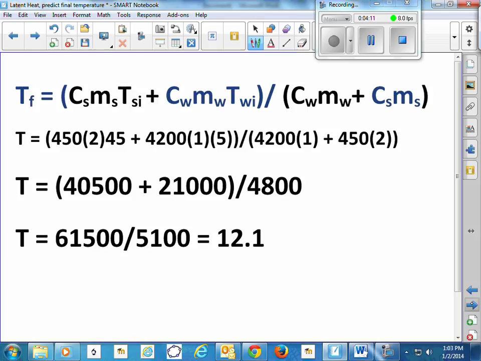So replacing those variables with values, heat capacity of steel is about 450 according to some texts. Heat capacity of water is about 4,200. 2 kilograms of steel, 1 kilogram of water. Initial temperature of 45 for the steel, initial temperature of 5 for the water. Anyways, plugging in those numbers predicts the final temperature of 12 degrees.